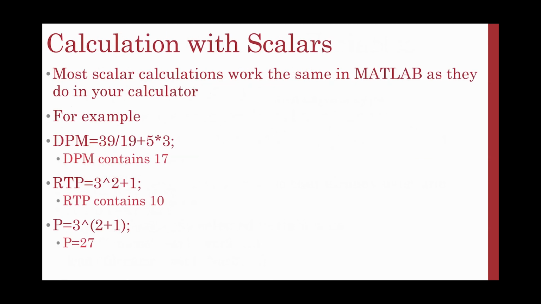So how do we do calculations with scalars? Well, most scalar calculations work the same in MATLAB as they do on your calculator. For example, if I define a variable dpm and I say dpm is equal to 39 divided by 19 plus 5 times 3, it's going to follow the standard order of operations, and I'm going to get an answer of 17. If I define a variable rtp and I define it to be 3 squared plus 1, well, 3 squared is 9, plus 1 is 10, and my variable is going to contain the value 10. So it follows the same order of operations for the most part that you are already used to.